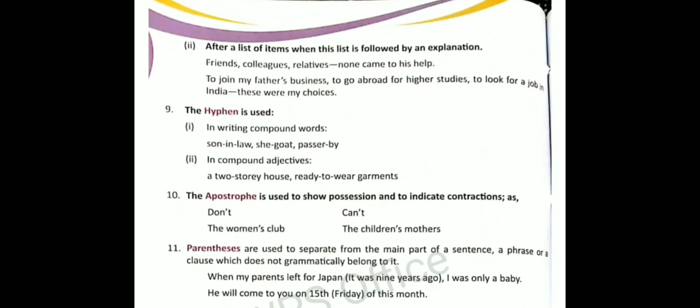Here parenthesis is used to separate the main, remember this children, the main part of the sentence. What does it mean? What does it separate? The main part of the sentence or a phrase. Actually, parenthesis is a use of bracket. Okay, that's why I told you double dashes, or it is the use of a bracket.